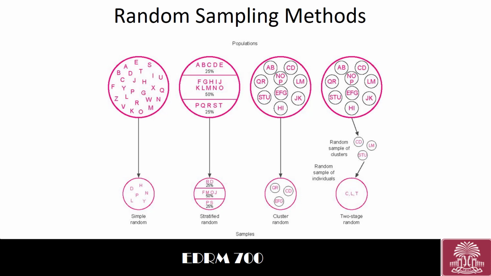The two-stage random sampling method combines cluster and simple random sampling. This combination method selects groups randomly and then selects individuals randomly within those groups. This may be less time-consuming but has good representation of the groups at random.